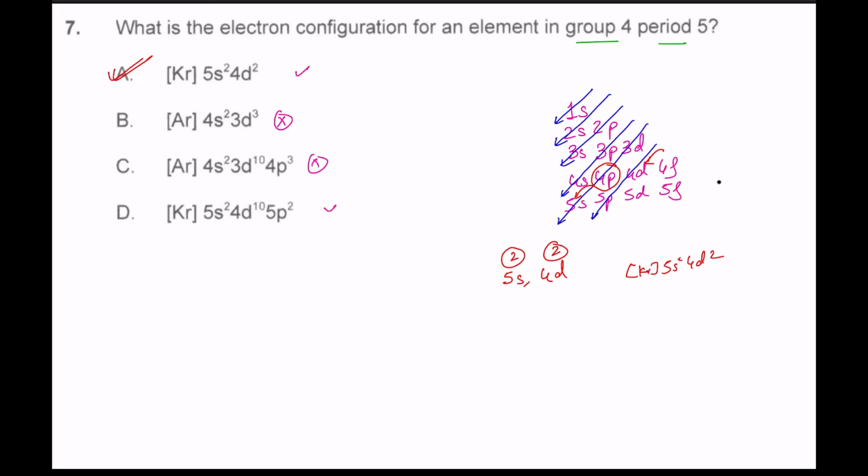Why did I fill it like this? First 5s will be filled. 5s has 1 orbital, so 2 electrons will go there. Then you'll start filling the 4d. 4d has 5 orbitals, but you just have 2 electrons, so they will go in the 4d. So yes, the answer is option A.